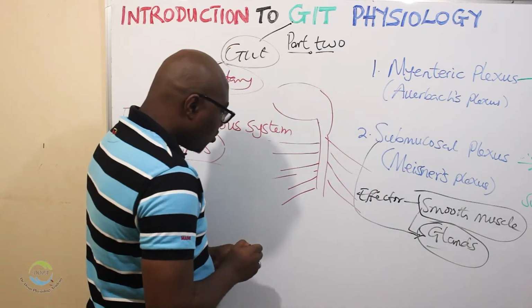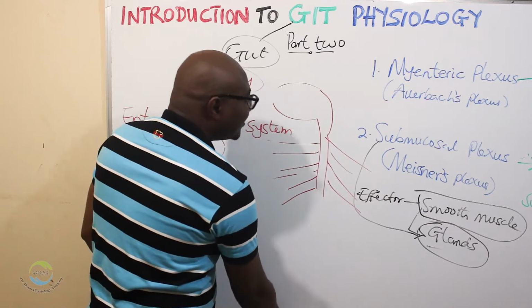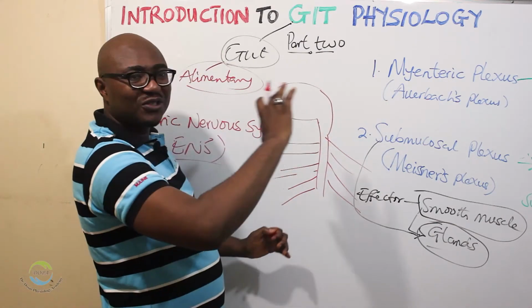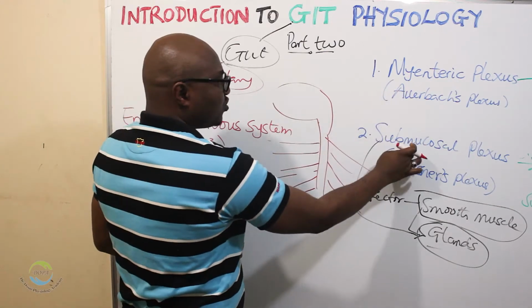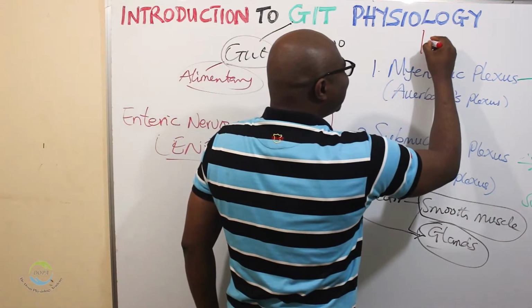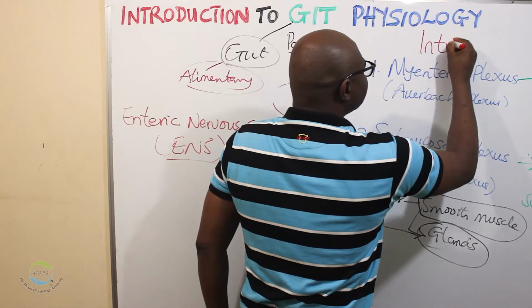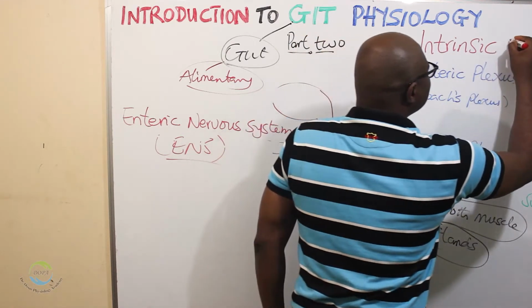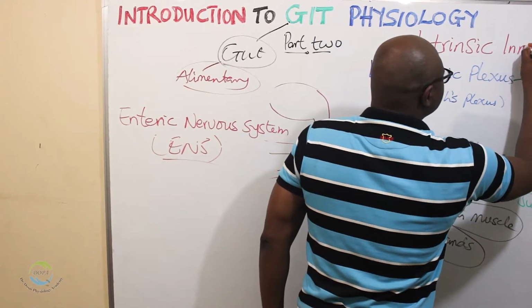All right. So what we have said now is that this enteric nervous system functions on its own with these two plexuses. This is called the intrinsic innervation.